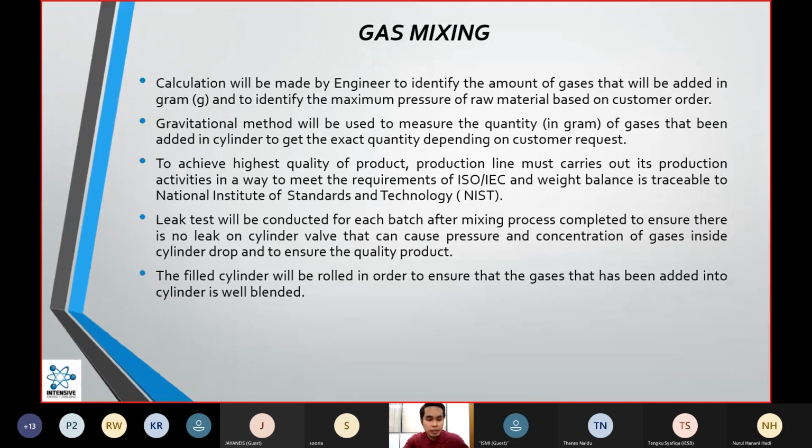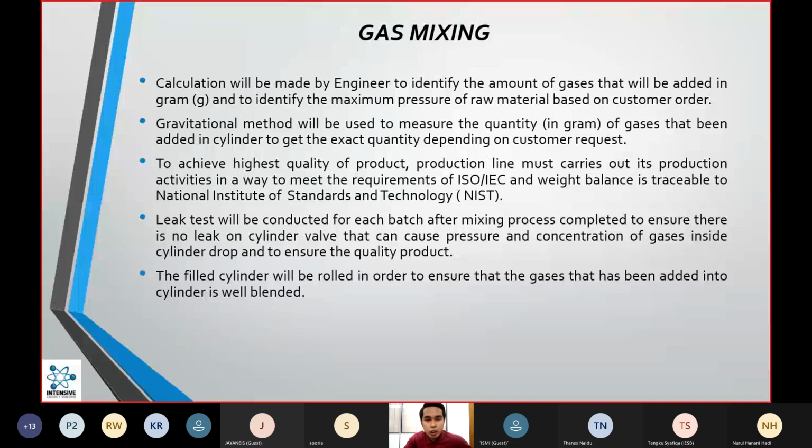So, gas mixing. Calculation will be made by the engineer to identify the amount of gases that will be added in gram and to identify the maximum pressure of raw material based on the customer order. The gravimetric method will be used to measure the quantity in gram of gases that is added in the cylinder to get the exact quantity depending on customer request.